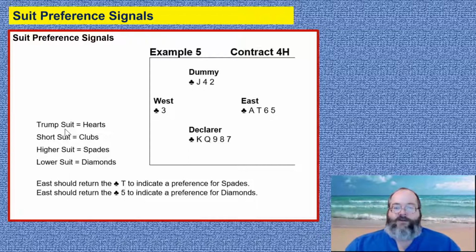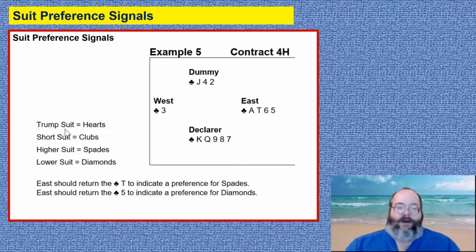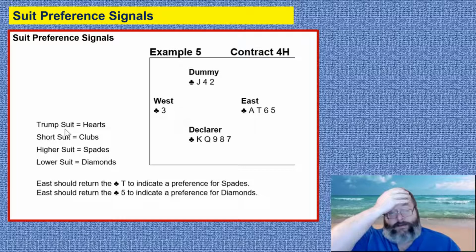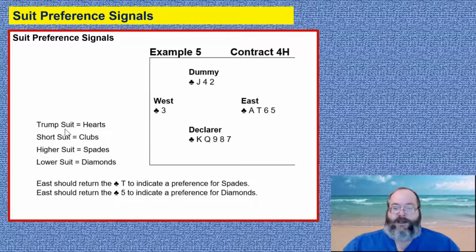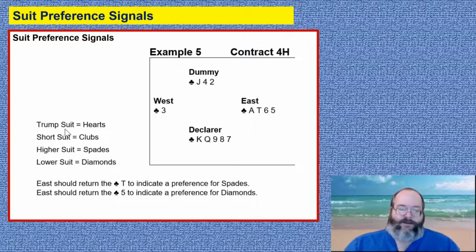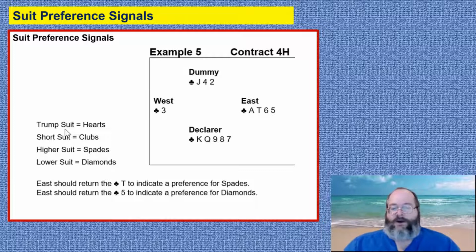So here, the contract is 4 hearts, right? The opening lead is the 3 of clubs. Dummy plays the 2, East plays the ace, right? Declarer plays the 7. So East, you're going to return a club for your partner to ruff, right? You're hoping that there's a ruff here.